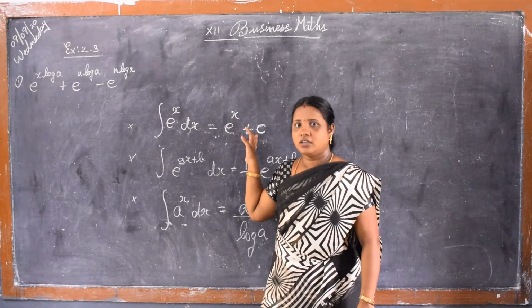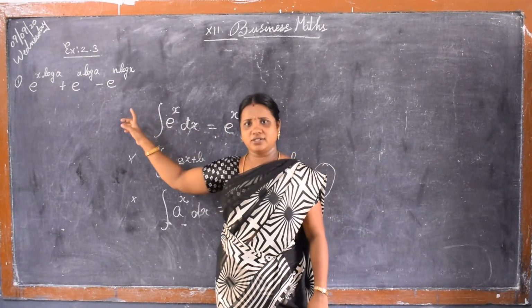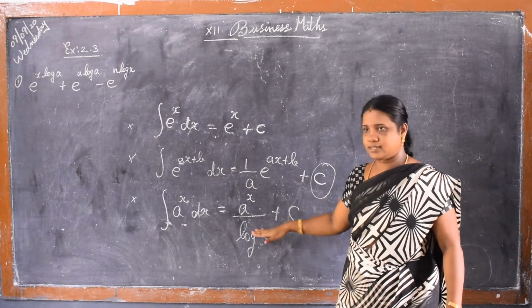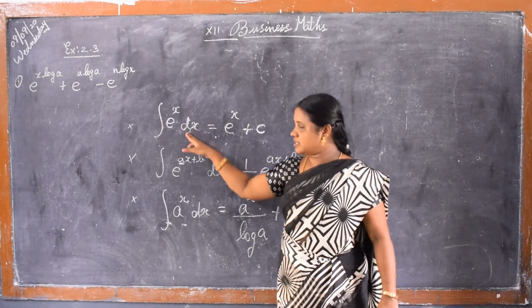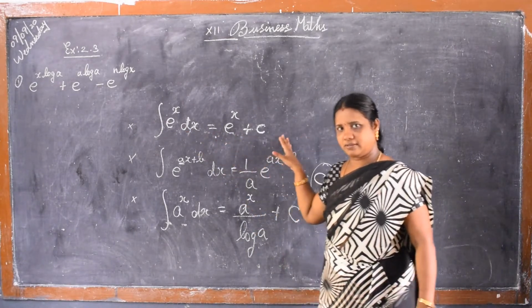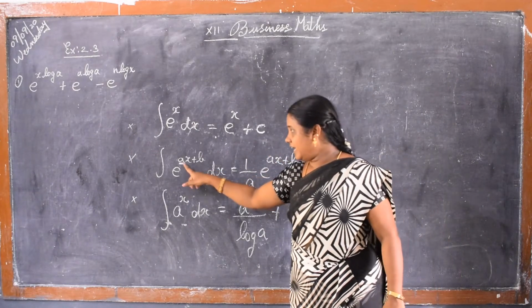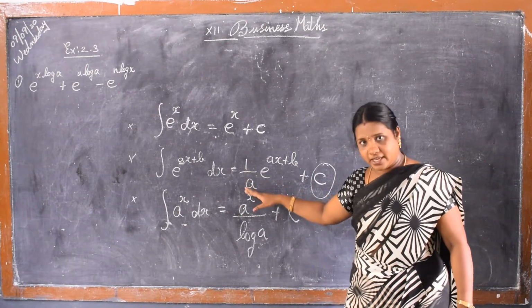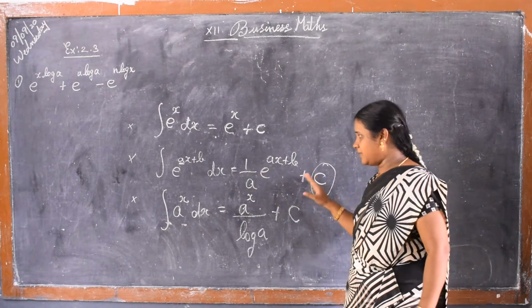Students, today we are going to see exercise 2.3. In this we are going to see three important results. Integral e power x dx is e power x plus c. Integral e power ax plus b: here the coefficient of x is a, so it is 1 by a e power ax plus b plus c.